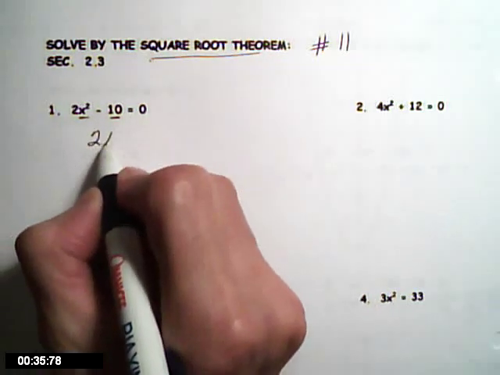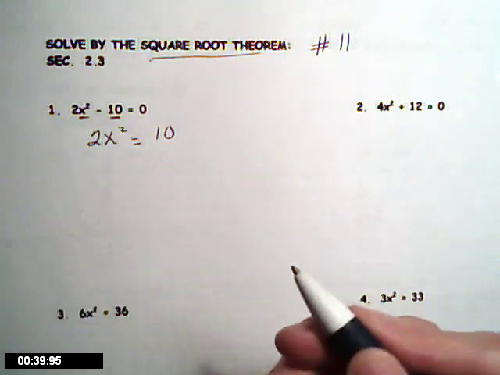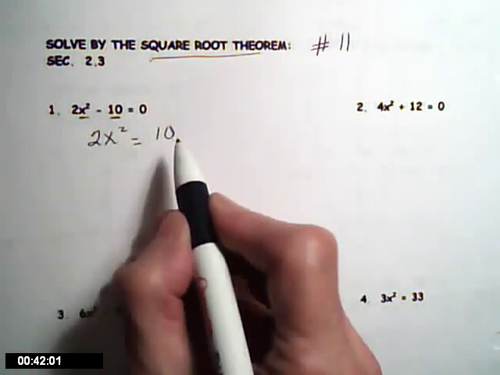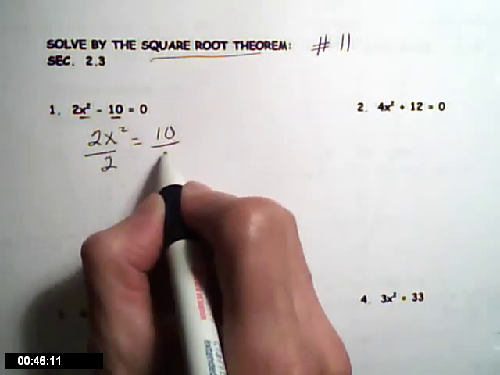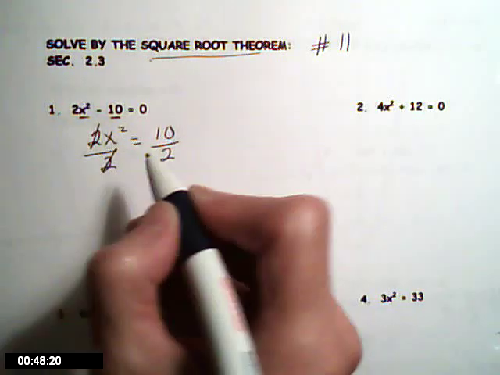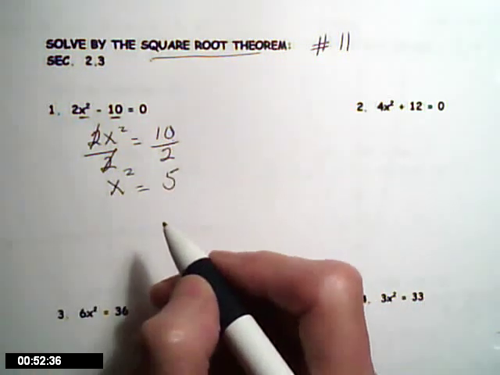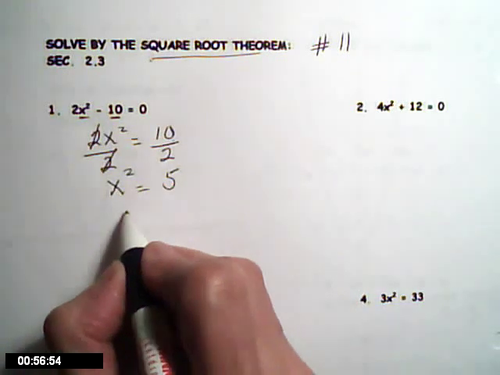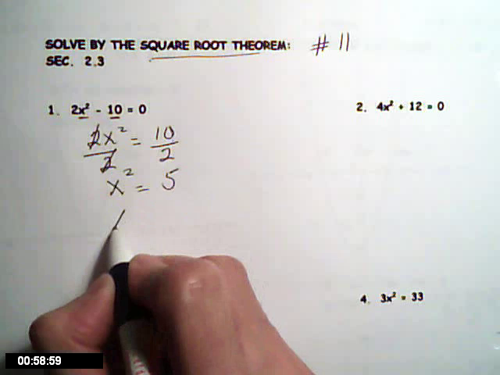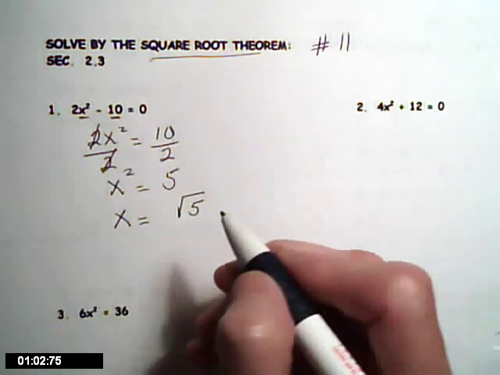The first thing you want to do is to get the number on one side. So when I move the negative 10 over, it becomes a positive 10. Now I'd like to get that square by itself, so I'm going to divide both sides by 2. So that gives me x squared equals 5. Now, I'm going to take the square root of both sides of this equation. The square root of x squared is x. The square root of 5 is just going to be left the square root of 5.